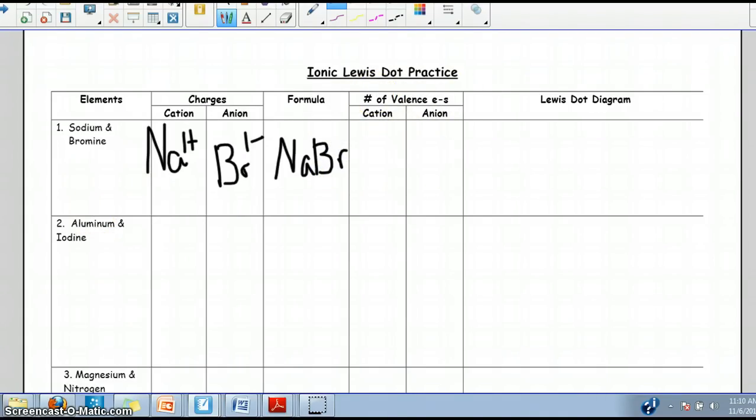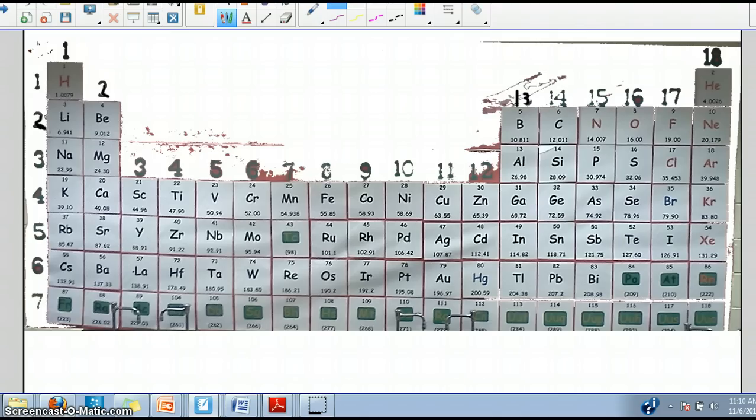Well, valence electrons are the outer shell of electrons in an atom, and there's an easy way to tell from our periodic table. So here is a rendition of our periodic table from our classroom. Try to take out some of the red so we could see the numbers really well. All right, see these numbers at the top? They're going to help us find valence electrons.